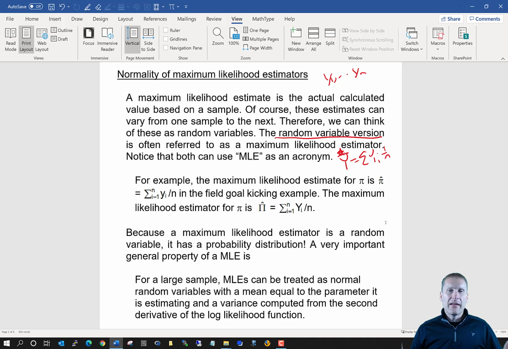I just want to mention this because outside this class, sometimes you'll run into people who are very big sticklers on getting the terminology right. So with respect to our field goal kicking example, the maximum likelihood estimate was the sum of the little y sub i's divided by n. Then the maximum likelihood estimator for pi we could denote as a capital Pi with a hat on top of it. This capital Pi is not related to the product notation. And this capital Pi hat would be the sum of the capital Y's divided by n.